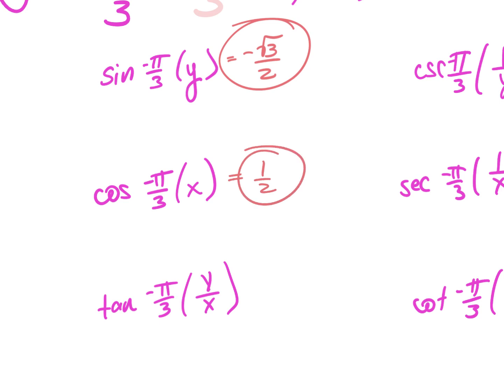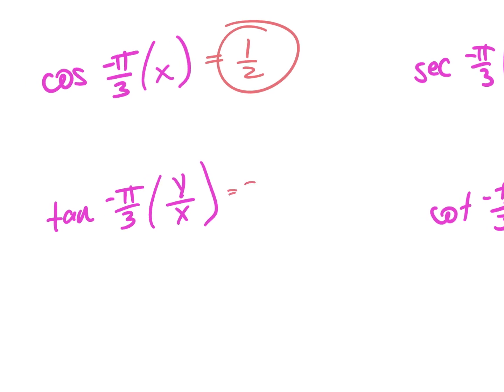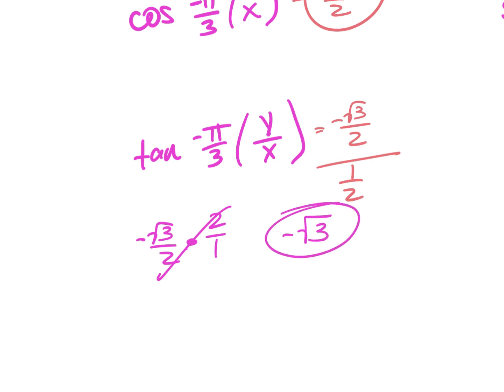What is the tangent? What am I going to put? What over what? Negative square root of 3 over 2. Negative square root 3 over 2 divided by 1/2. Do we leave our answer like that? No, we're going to keep, change, flip. So I'm going to keep negative root 3 over 2. I'm going to change division to multiplication, and I flip. 1 over 2 becomes 2 over 1. What happens with our 2's? They cancel out. So the tangent of this angle is negative square root of 3.